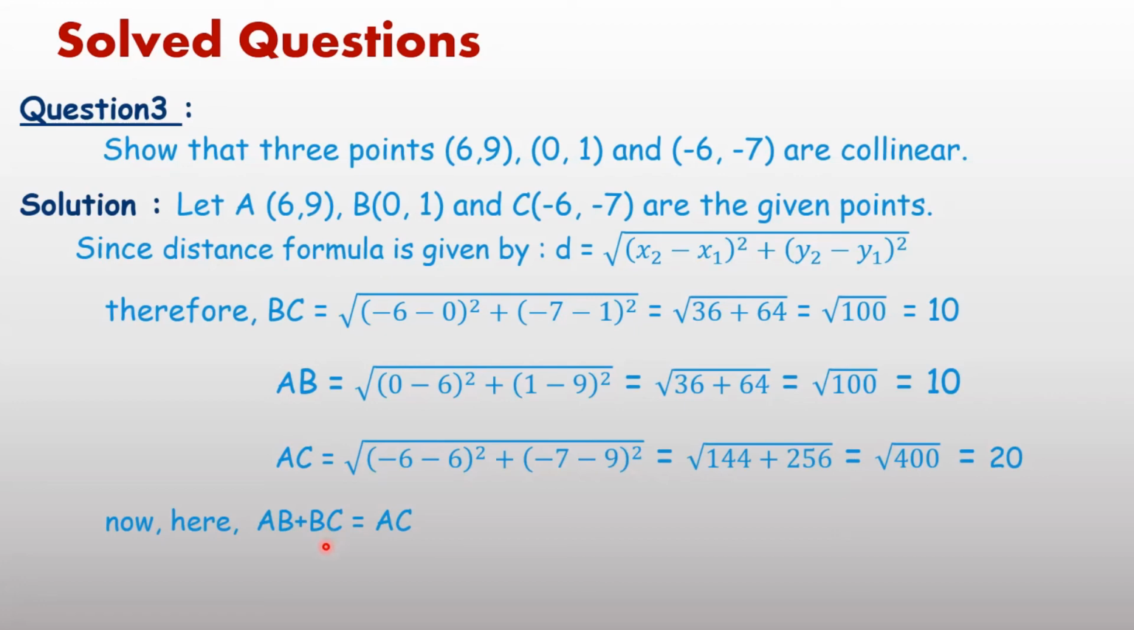Here you can observe the longest side, AC, equals the sum of the other two distances, AB plus BC. Therefore, the 3 points A, B and C are collinear. In this pattern, you can solve questions based on collinearity of 3 points.